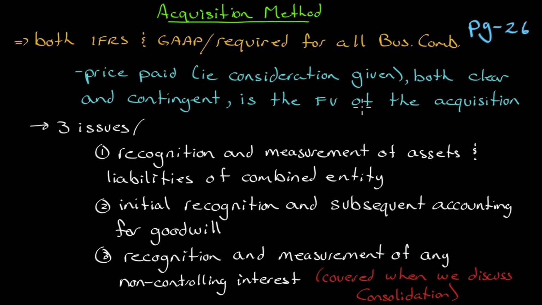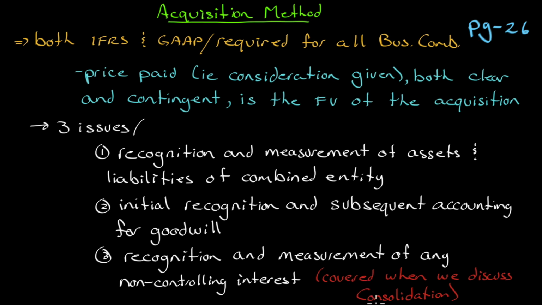There are three issues that we're going to go through in accounting for the acquisition method. Number one, the recognition and measurement of assets and liabilities of the combined entity. How do we do that? How do we recognize them? And how do we measure the assets and the liabilities? Number two, the other issue, the initial recognition and subsequent accounting for goodwill. And number three, the recognition and measurement of any non-controlling interests.